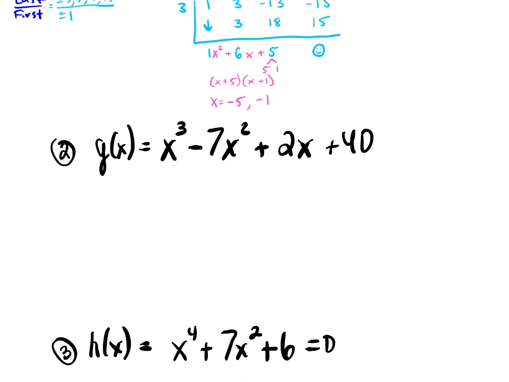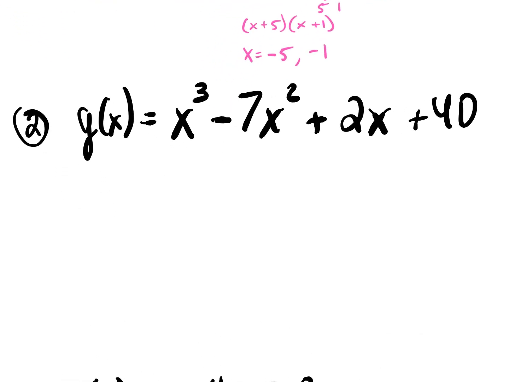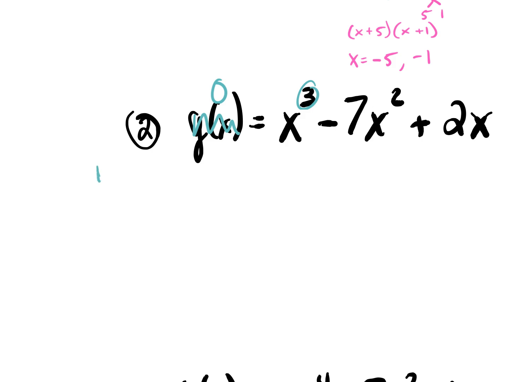Let's do 2. What could we do to find, how many zeros are we going to have for 2? 3. What could we do to find our zeros? Last over first. You could try grouping here since we have 4 terms, but it's not going to work. So 0, I'm not going to rewrite it. Let's just write our last over first. Last over first. What are factors of our last?